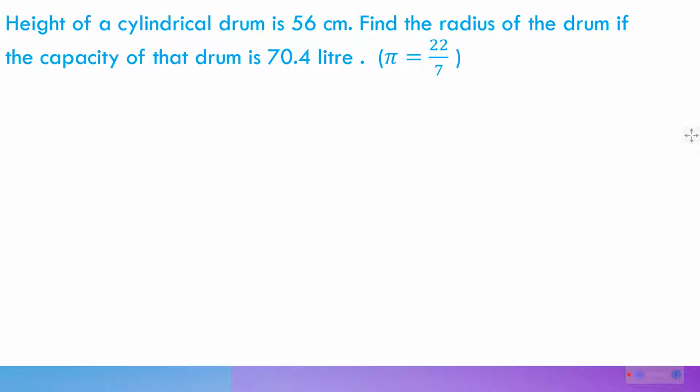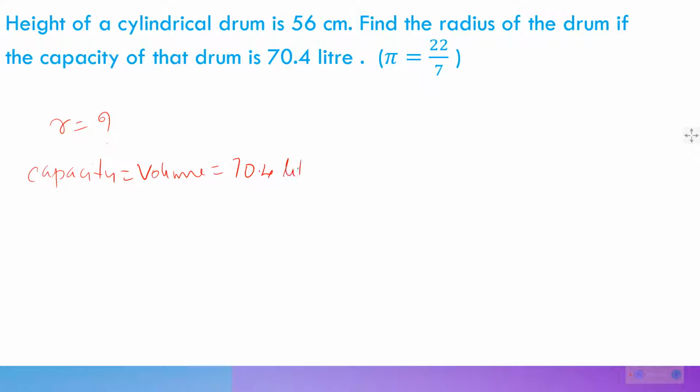Height of a cylindrical drum is 56 centimeters. Find the radius of the drum if the capacity of the drum is 70.4 liters. Simple question. The concept of volume is applied here. We are asked to find the radius, which we don't know, and the capacity is given, which is nothing but the volume, 70.4 liters.